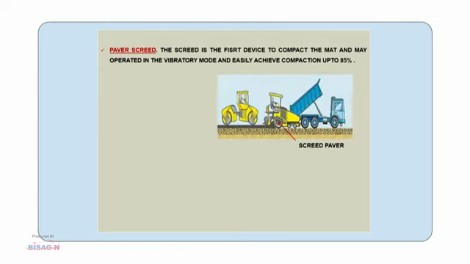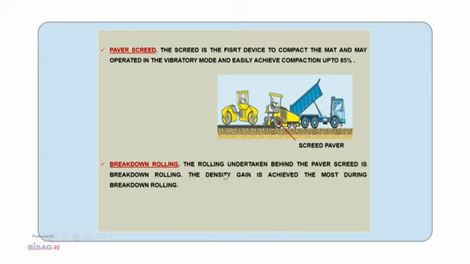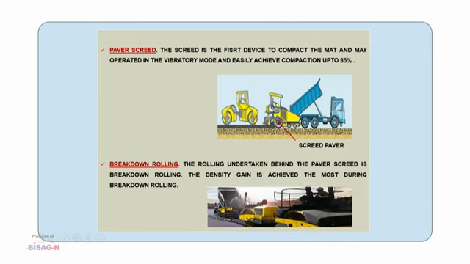So, this is the photo of the roller and the paver screed. We can see in this photograph the paver screed, through which we can easily achieve compaction up to 85%. So, now the breakdown rolling. The rolling undertaken behind the paver screed is breakdown rolling. The density gain is achieved the most during the breakdown rolling. This is the first roller. You can see it just behind the paver.